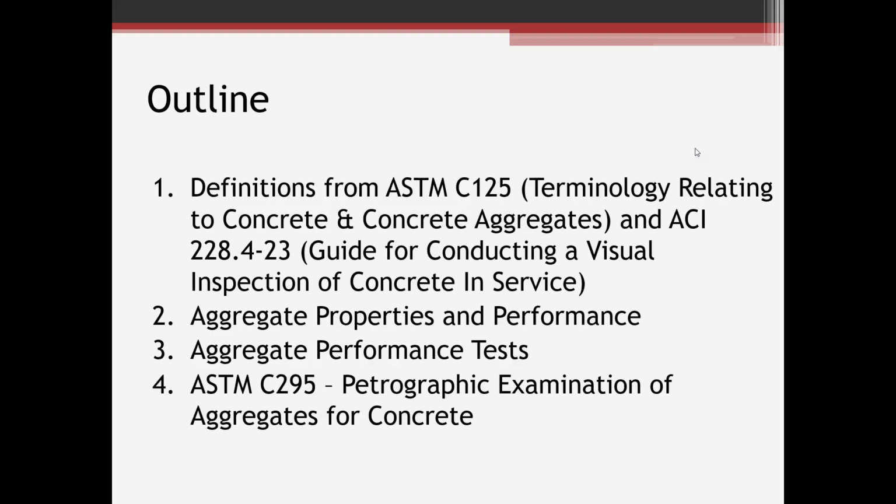And then at the end, I'm going to talk a little bit about ASTM C295, which is petrographic examination of aggregates, and how a lot of people think it's an expensive test, but it might be a more economical way. If you've got an aggregate source and you're not sure if it's going to qualify or not, petrographic examination might be an economical way to get a little snapshot on whether or not that aggregate might perform well.